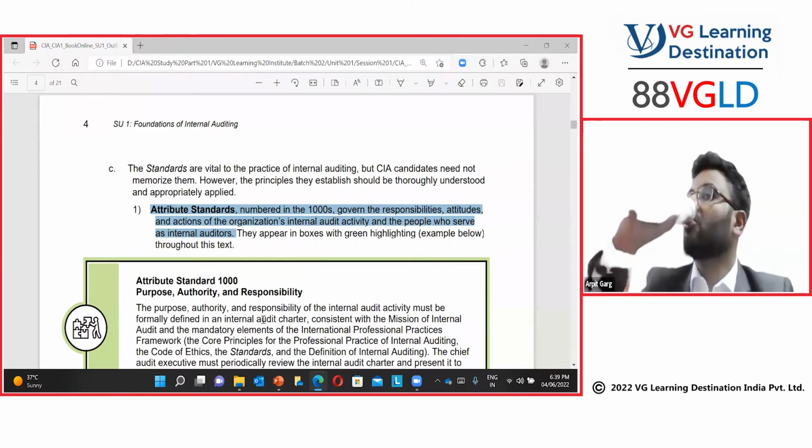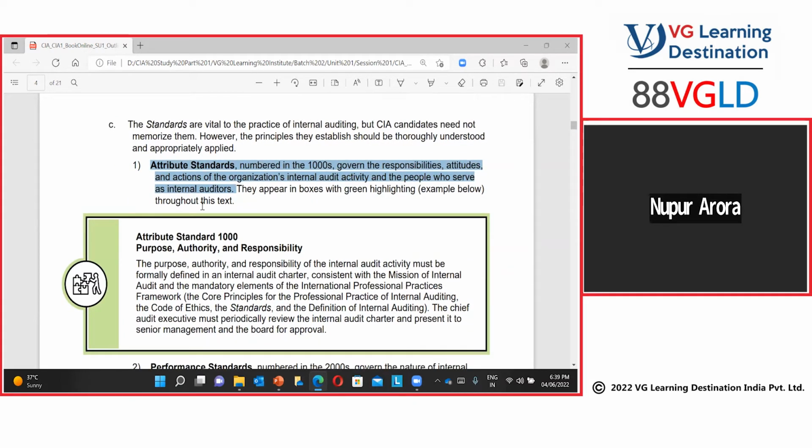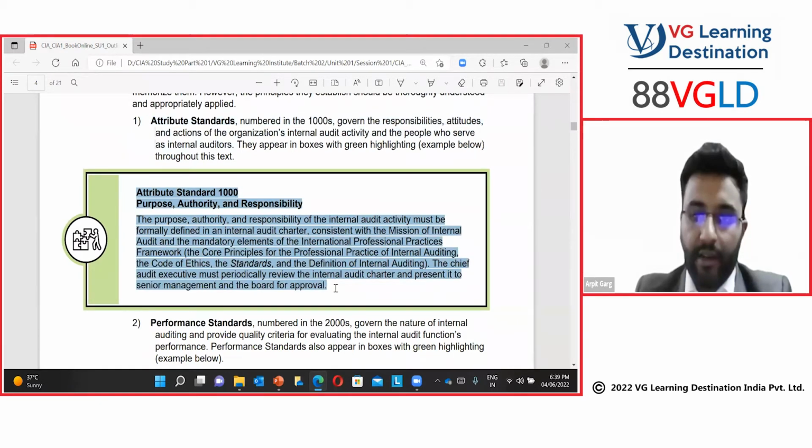Attribute standards, numbered in the thousands, govern the responsibilities, attitudes, and functions of the organization's internal audit activity and the people who serve as internal auditors. They appear in boxes with green highlighted, example below, throughout this text. Do I need to read this? Yes. Just read out the standard and I will share some more.